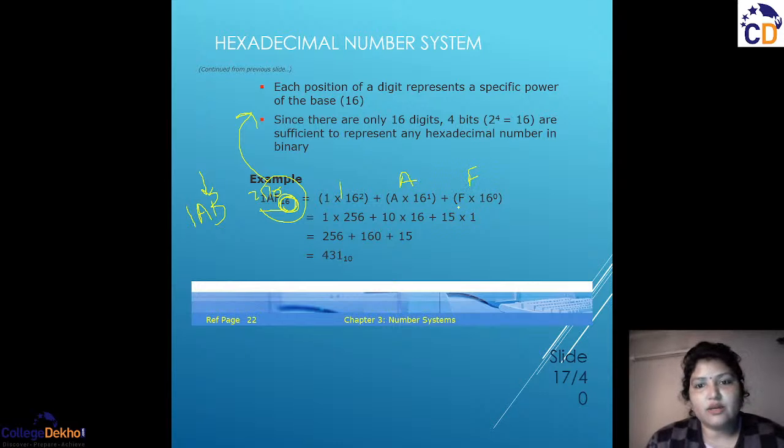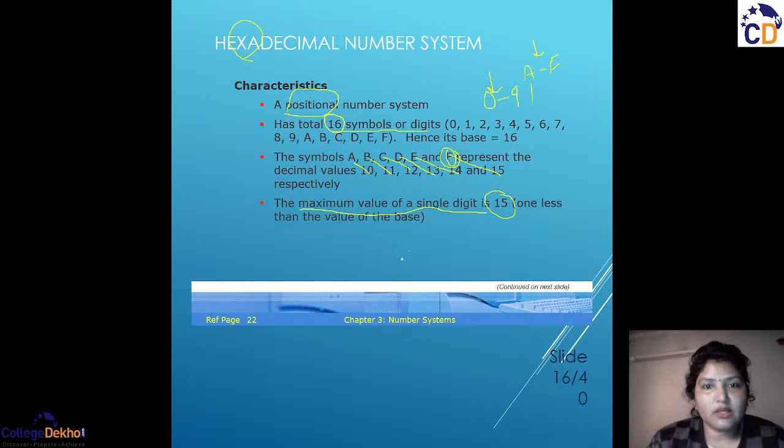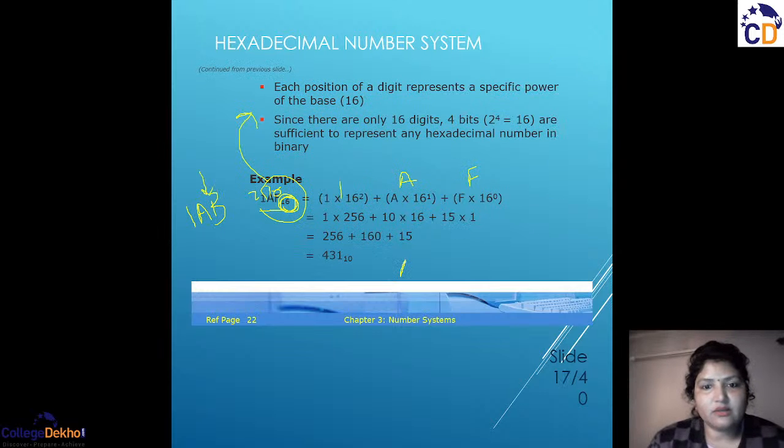Right? And F is representing what? We should understand this thing. A is starting with which value? That is 10. Then B. B is basically 11. Then C. C is 12. Then D. D is representing 13. E. E is representing 14. Right? And then F. F is representing 15.